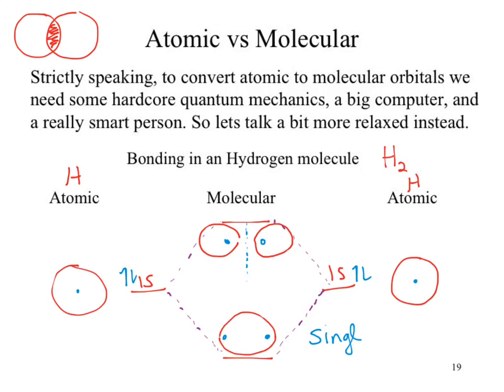Single was what I was fishing for at first. Now you got to go harder. There's the other one. Sigma. All right, so we have a sigma bond. What do we refer to the top one as?